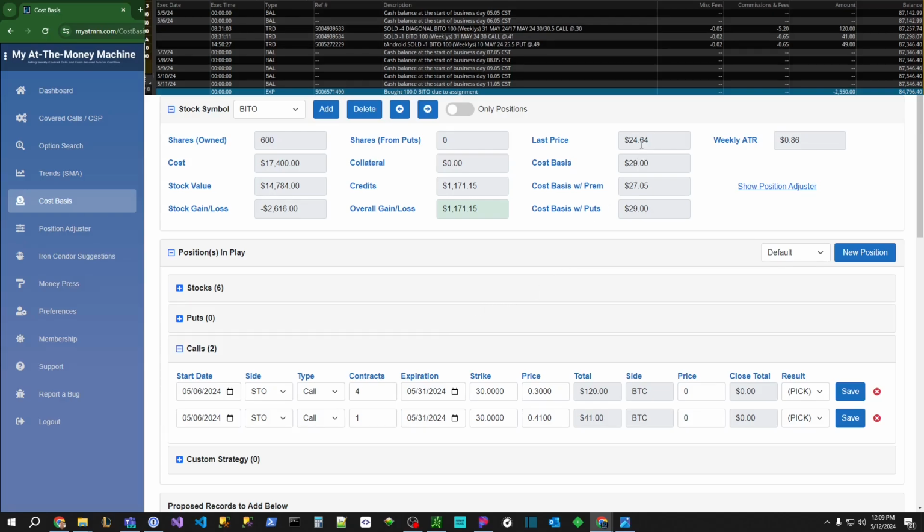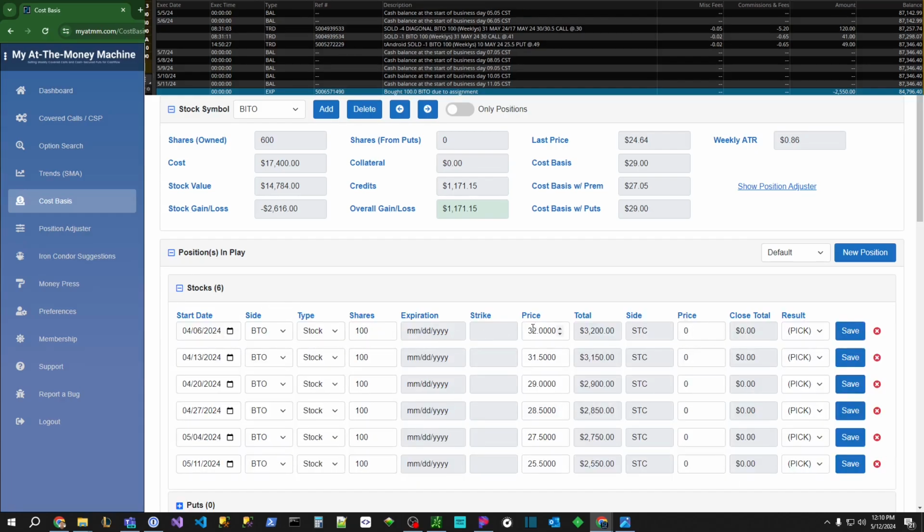The only time that you can't start collecting premium on that is when the stock price drops significantly, and then you can't get a decent premium just 30 days out. If you go far enough out, you probably could collect some amount of premium, but I don't like running anything longer than 30 days. It's just personal preference.